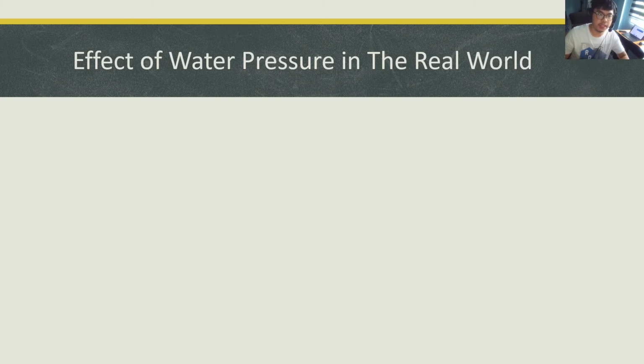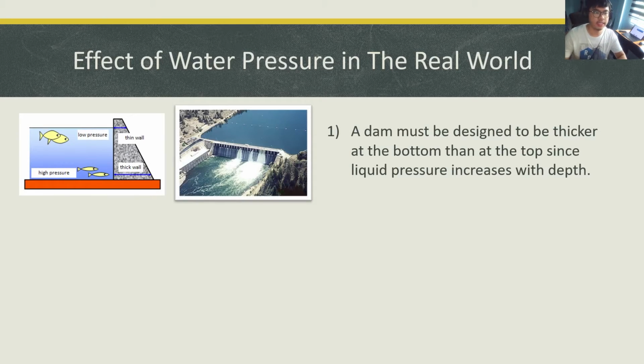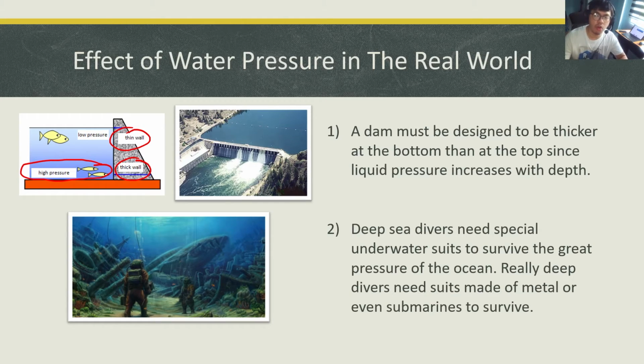Now, how does this affect the real world? A dam must be designed to be thicker at the bottom than at the top, since the pressure at the bottom of the lake or at the bottom of the river is higher. Therefore, the wall has to be thicker at the bottom than at the top. When divers go to the bottom of the sea, they need special underwater suits to survive the great pressure of the ocean. So really deep divers need suits made out of metal, or even submarines, in order to survive.